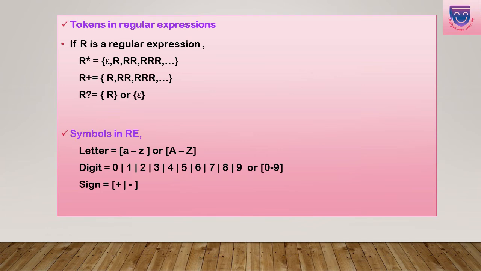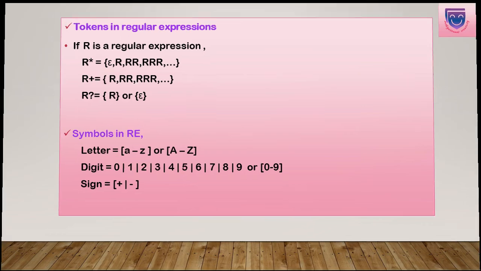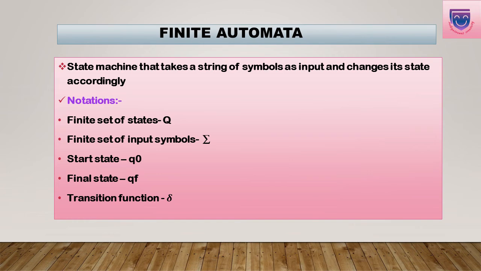Coming to the symbols in regular expression, as I said before, letters are denoted by A to Z, digits are denoted by 0 or 1 up to 9, signs are denoted by plus or minus. The problem with the lexical analyzer is how to verify the validity of the regular expression. So the solution is to use the finite automata for verification.